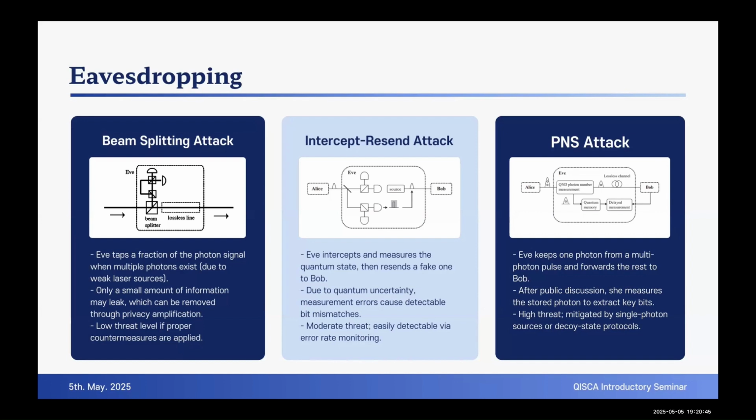Finally, the photon number splitting attack. Eve performs a photon number measurement and stores one photon if there are multi-photon pulses, while forwarding the rest. Later, after Alice and Bob discuss their bases, she measures the stored photon to extract the key. This is a serious threat, but it can be prevented using single photon sources or decoy state protocols.